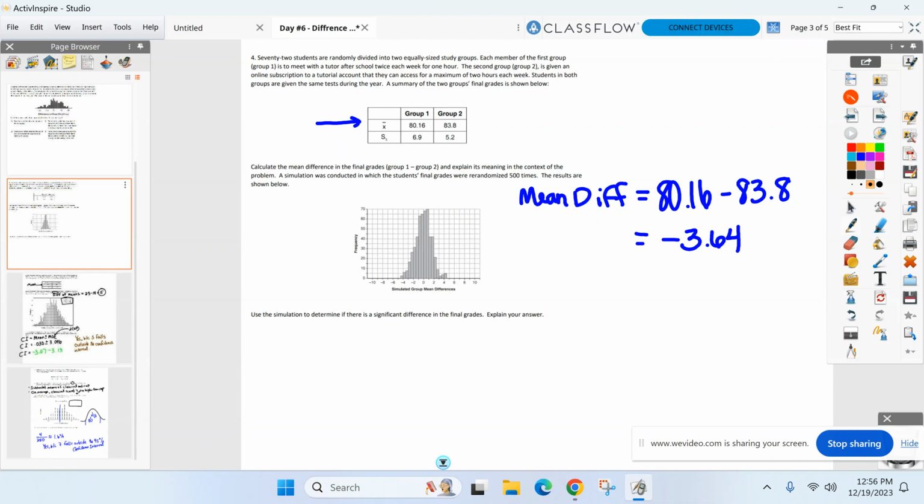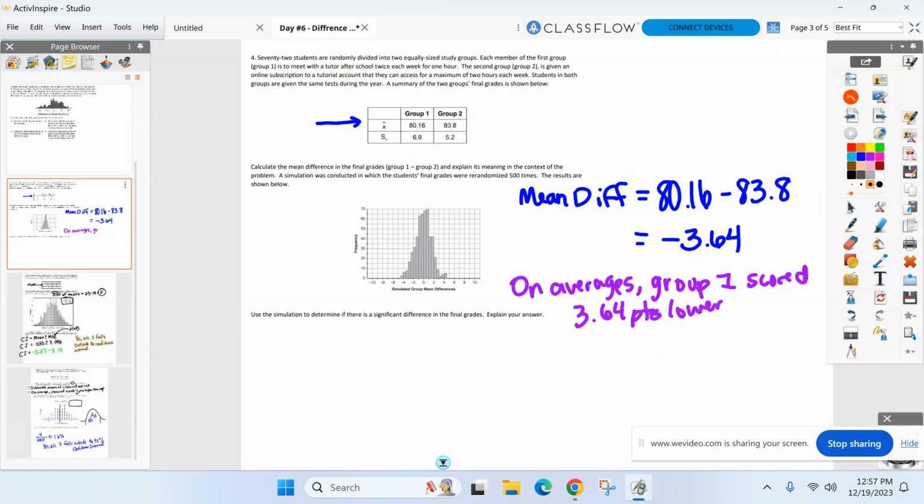Yep. I always just want to make sure you guys write on average first because these are averages. So on average, I'll do what Gabby's just said. On average, group 2, or group 1, sorry. You started with group 1, right, Gabby? Yeah, I think so. Group 1 scored 3.64 points lower than group 2.